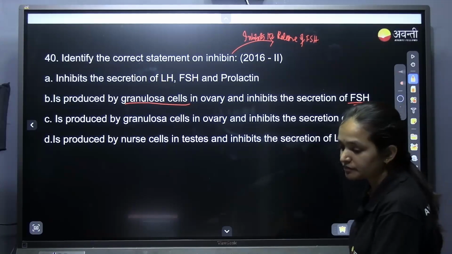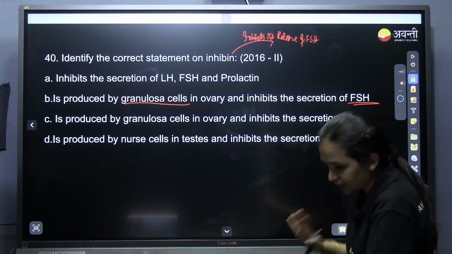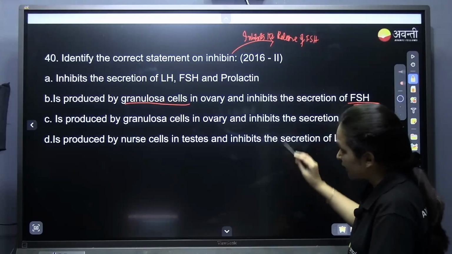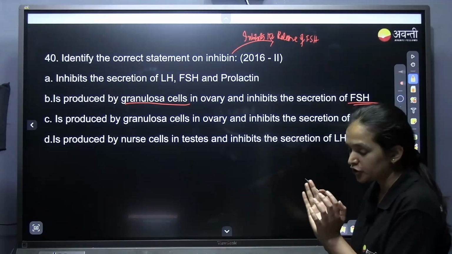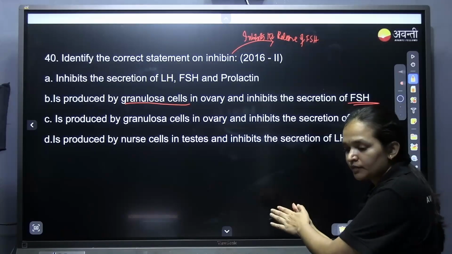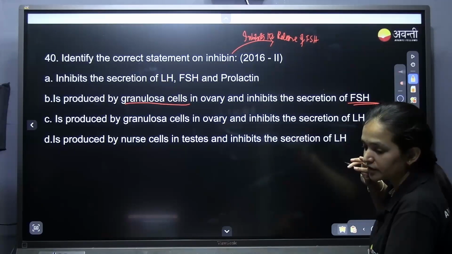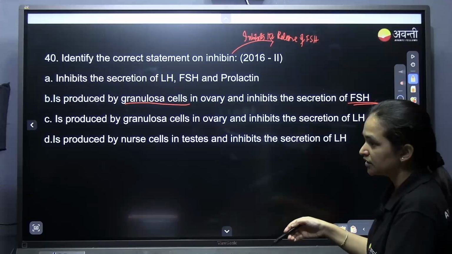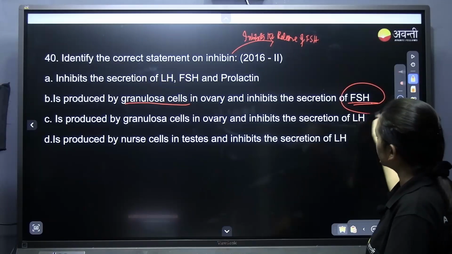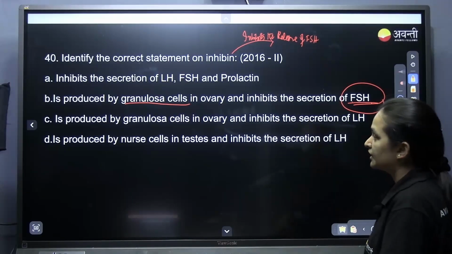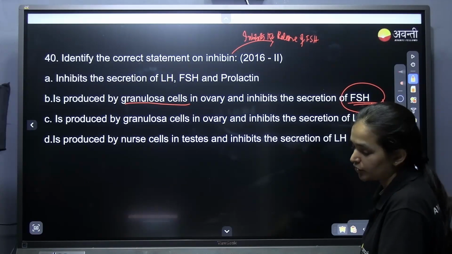Why? Because after ovulation, formation of follicles around it is not required, because that Graafian follicle which released the secondary oocyte should undergo changes to become corpus luteum. We don't want any other further follicles around it. So if we don't want follicles, we need to stop follicular stimulating hormone. Who is going to stop the follicular stimulating hormone? It will be inhibin, which will inhibit the release of follicular stimulating hormone.